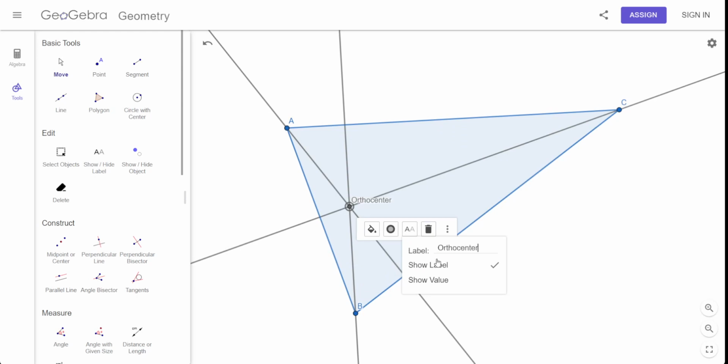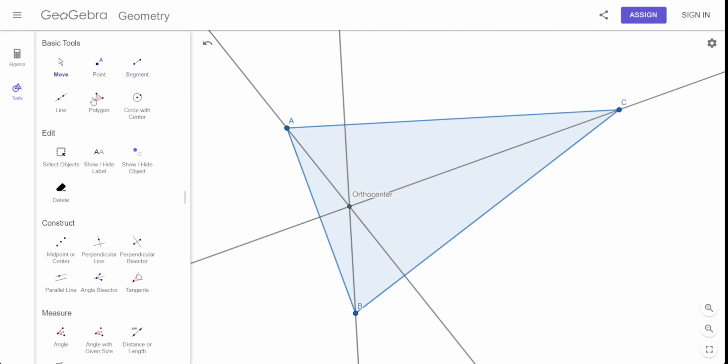See, the more I use this, the better I get. But when I don't use it, see that point right there? That's the orthocenter. How did I find the orthocenter? I found the altitudes of all three vertices. Everybody got it? Okay.